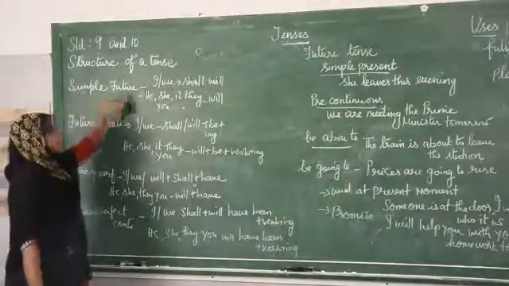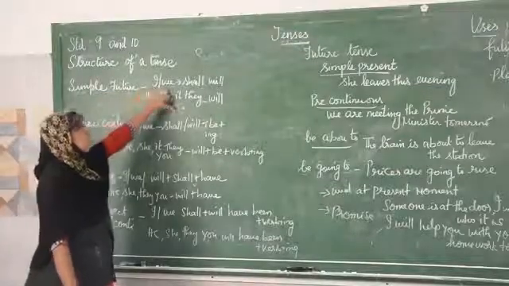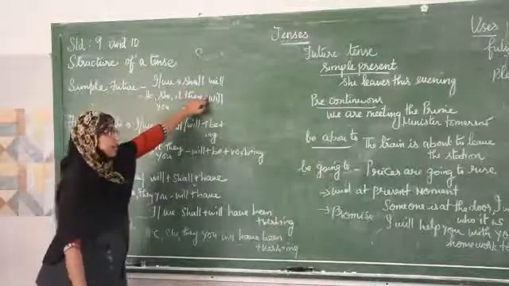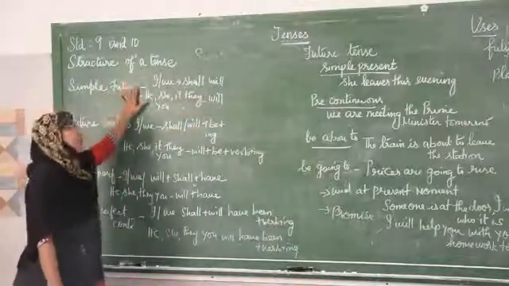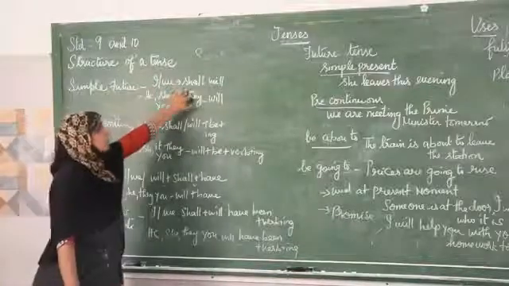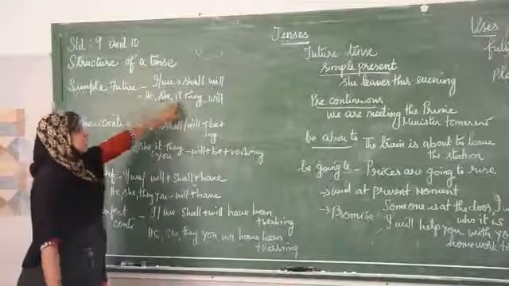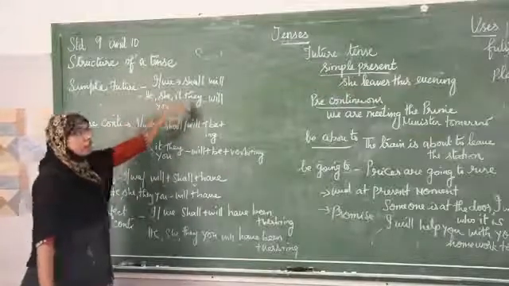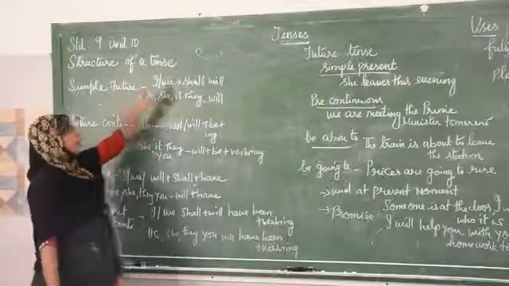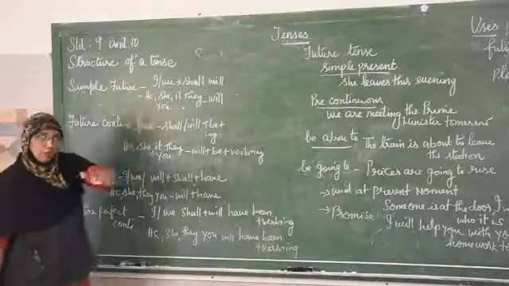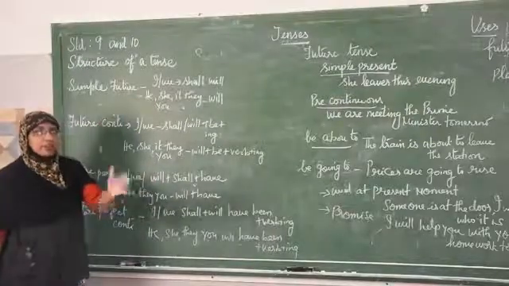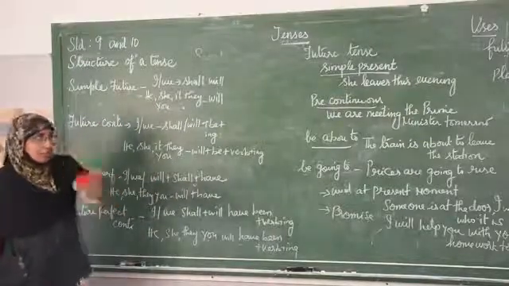Always remember, for the first person I and we, shall or will. Nowadays we are using will; we are not using shall most. Clear? Then for the third person, he, she, it, they, or second person, you, we use will. For example, I will write the test tomorrow. So it indicates the action which is going to take place in near future.